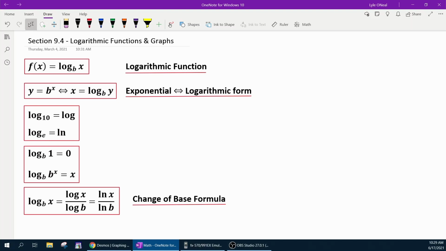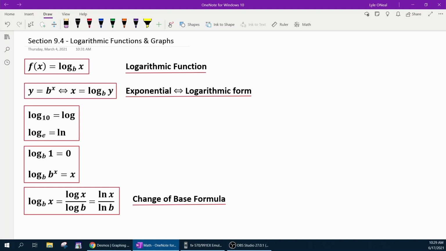So the first thing we have is f of x equals log base b of x. That is how you read this formula correctly. Remember, f of x means y. So this is our standard basic logarithmic function formula. F of x, again, which is y, equals log base b of x. Standard form of a logarithmic function.